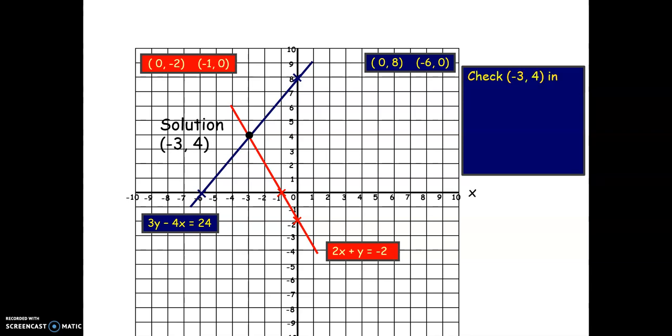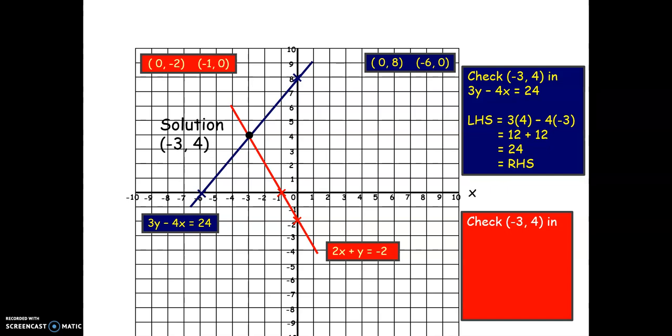So double check point minus 3, 4 in the line 3y minus 4x equals 24. So the left-hand side becomes 3 times 4, subtract 4 times negative 3. So that's 12 plus 12, which is 24, and that equals the right-hand side.